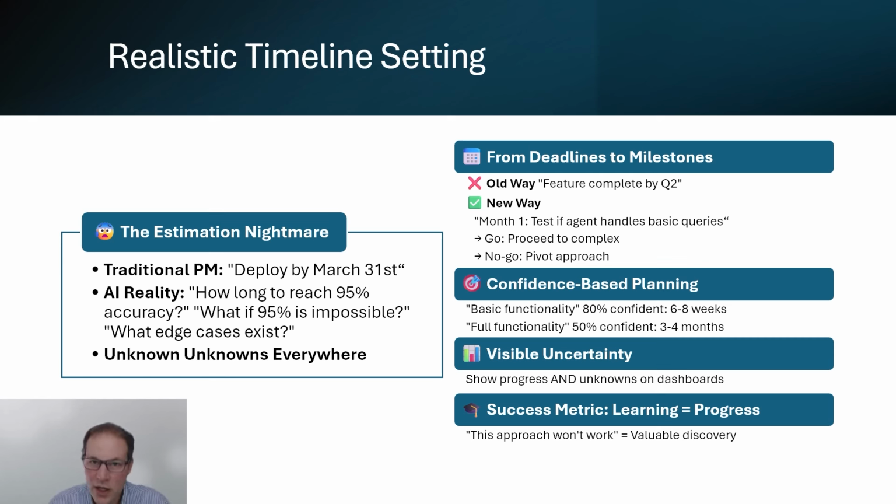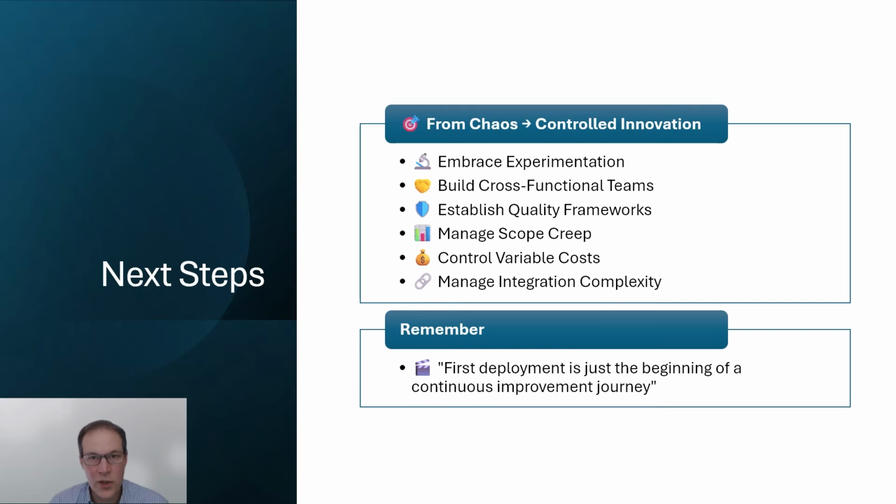Create dashboards that show progress and uncertainty so that you can help stakeholders understand why the timelines shift. It's really important to celebrate learning and pivots as progress, not failures. If you discover that an approach doesn't work, that's valuable information that brings you closer to a solution that will solve your problem. What are the next steps?